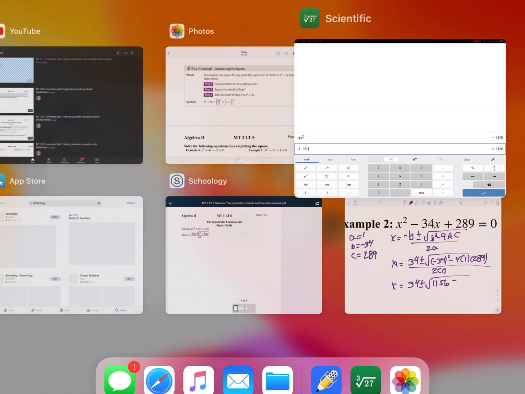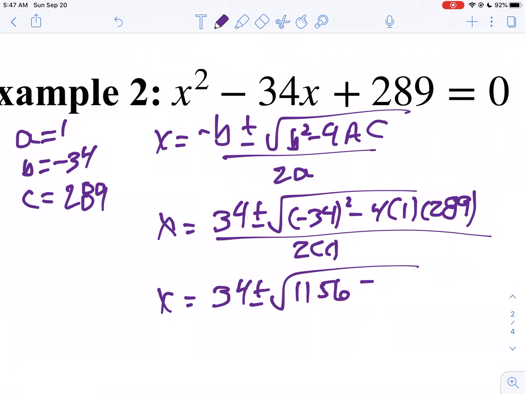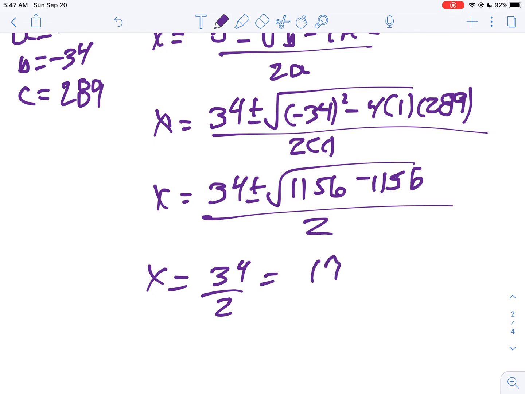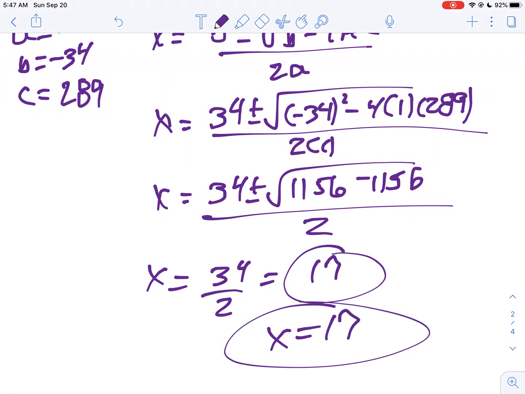Which is also 1156. Oh, how nice that is. All over 2. So you get 34 over 2. Because 1156 minus 1156 is 0, so you only get one answer. So this is 1, x equals 17. This is a parabola that only touches your graph once.